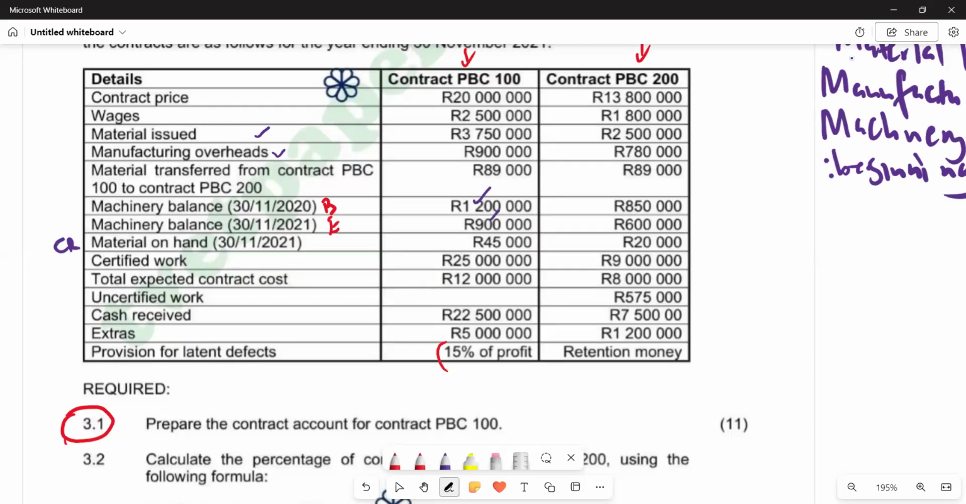So after material on the end, you see that we've got certified work, and certified work doesn't qualify in our contract account. We leave it. Total expected contract cost again is just representing all the expected costs. So we can leave it, and then we've got uncertified work. Also, we don't include it in the contract cost. Then cash received again, we don't include it. Then of course extras, we are going to put them on the credit side, which is 5,000. Remember, extras are going to increase our contract price. So we go to the credit side and put our extras as 5,000.